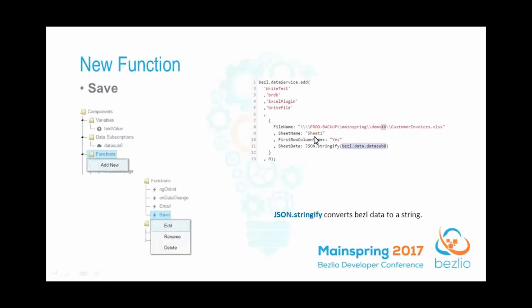And then we also want to change the sheet name to sheet 1 because that is the sheet that we were using. You may note that it defaulted to sheet 2. So change your sheet name as well. And then we also need to then identify the sheet data. And that should be an easy click and drag for you. And then just a note here that the JSON Stringify is simply something that just converts the data to a string.